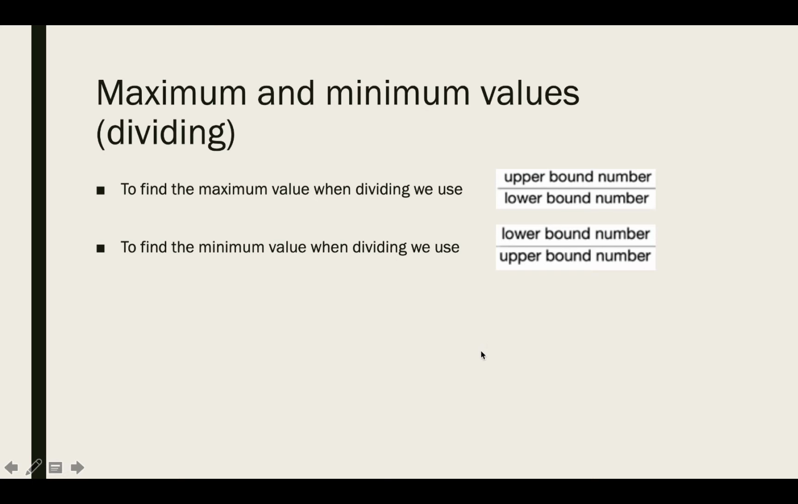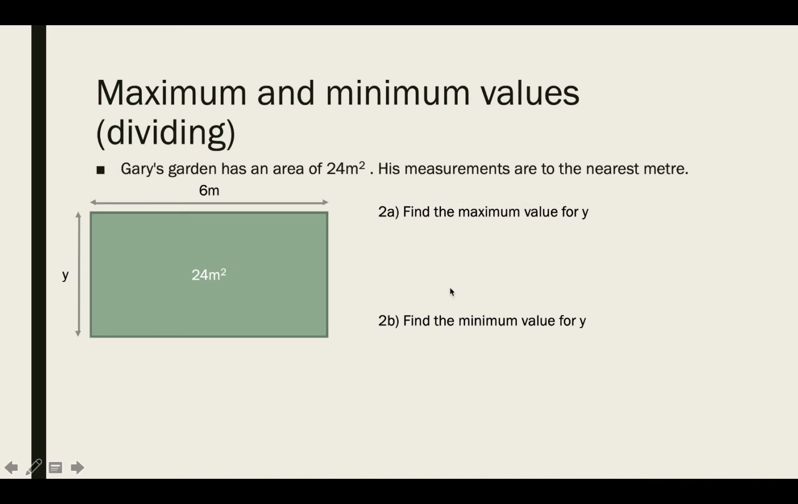Alright, so now we're looking at dividing. Now dividing requires a different approach. We still depend on the upper and lower bounds of rounded numbers, but to find the minimum and maximum values, it is slightly different. So to find the maximum value we use the upper bound divided by a lower bound number, and to find the minimum value when dividing, we use the lower bound number divided by an upper bound number. Okay, so here's an example of a question you might see.